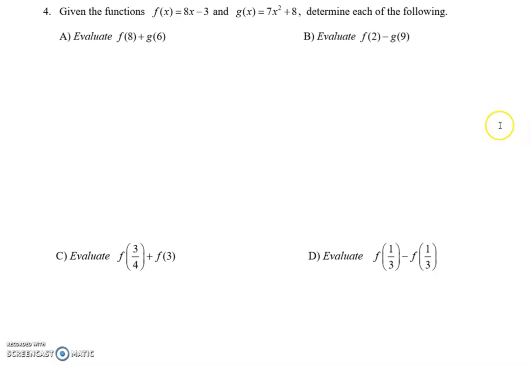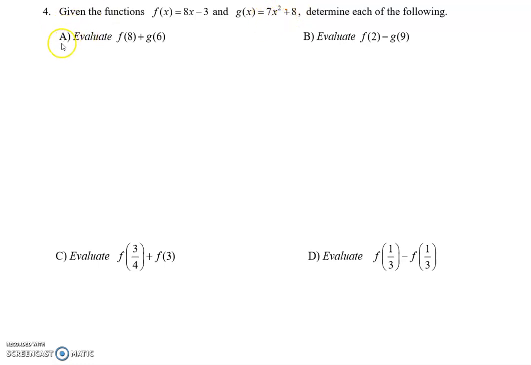In this video, we're going to do some more examples of function notation involving operations, addition and subtraction. And some of our examples will have fractions as inputs. Okay, so notice we are given the functions f of x equals 8x minus 3, which is a linear function. And then we also have g of x equals 7x squared plus 8, which is a quadratic function.